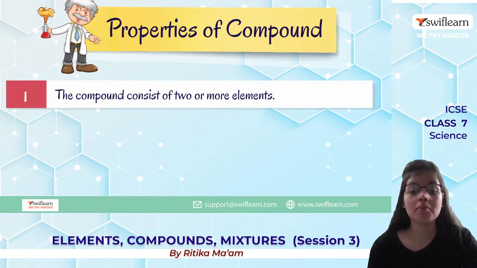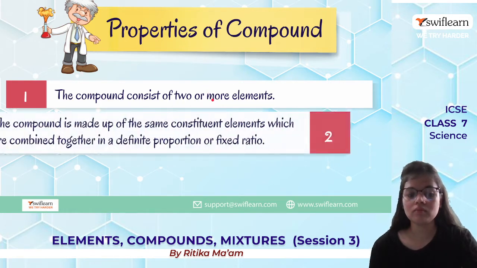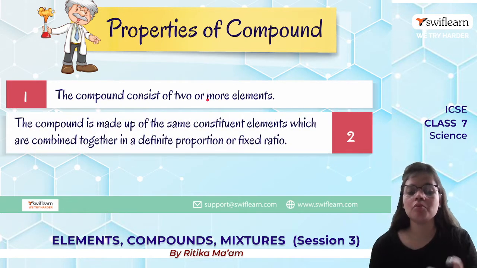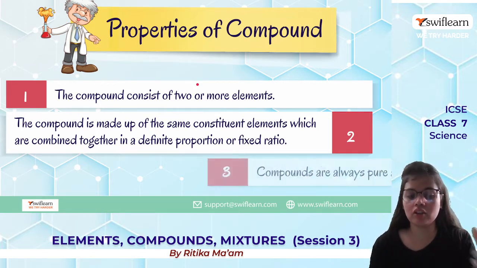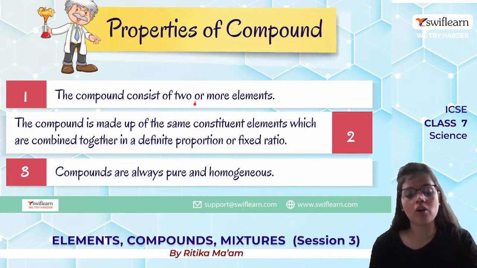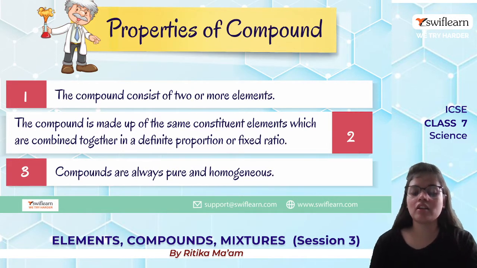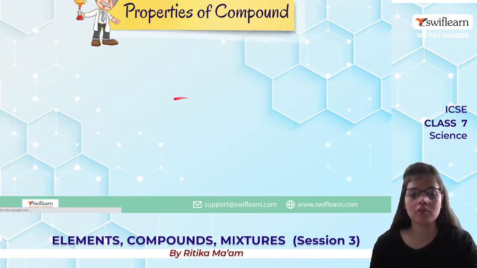Now let us study some of the properties of compounds. A compound consists of two or more elements. Then it is made up of the same constituent elements which are combined in a definite proportion in a fixed ratio that cannot be changed. Compounds are always pure and homogeneous, that is, their composition is the same throughout.